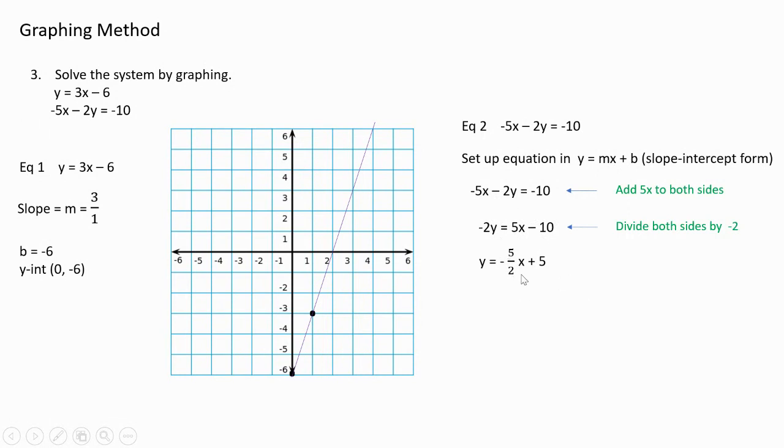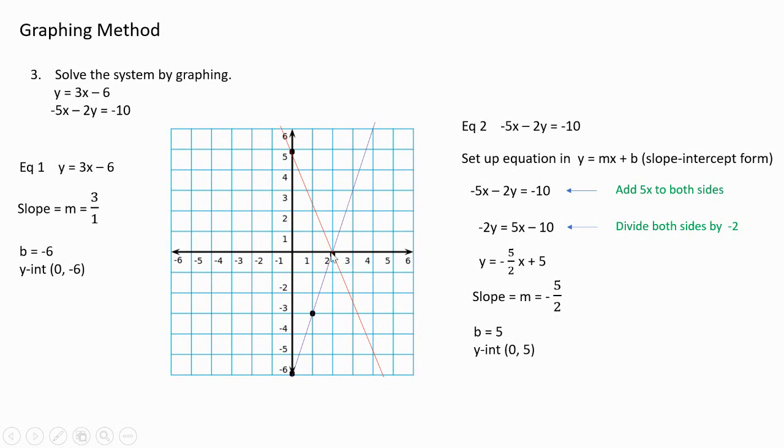So this is my result. This is like my m, and that's my b. My slope is -5 over 2, and my b is 5, so the y-intercept will be 0, 5, and this is my starting point. We start at 0, 5, and then we go down 5, 1, 2, 3, 4, 5, and 2 to the right, 1, 2. And then we connect the 2 points.